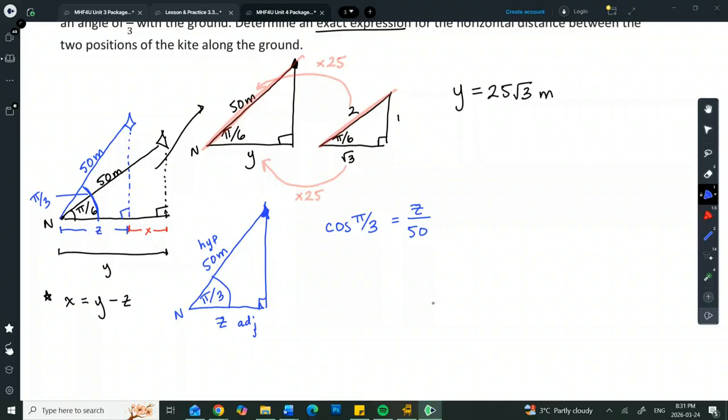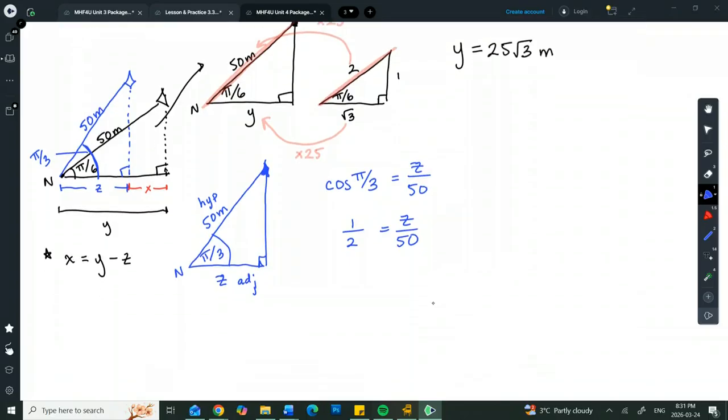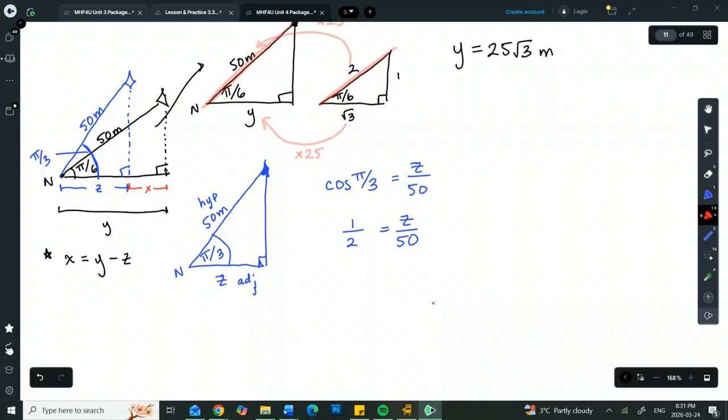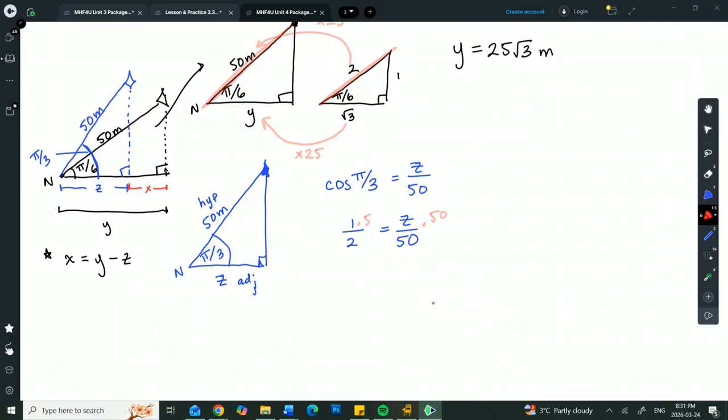So for cosine of pi over 3 using the special triangle, I still need to use the smallest version of this triangle. This is pi over 3 over here. If I were doing cosine of that, I'd get adjacent over hypotenuse, which is 1 over 2. I find the scale factor method to be a little bit easier, but certainly you can do this with either method and then just solve for z in this case. The easiest way is to multiply 50 on each side, and 50 divided by 2 is just going to give us 25 meters.